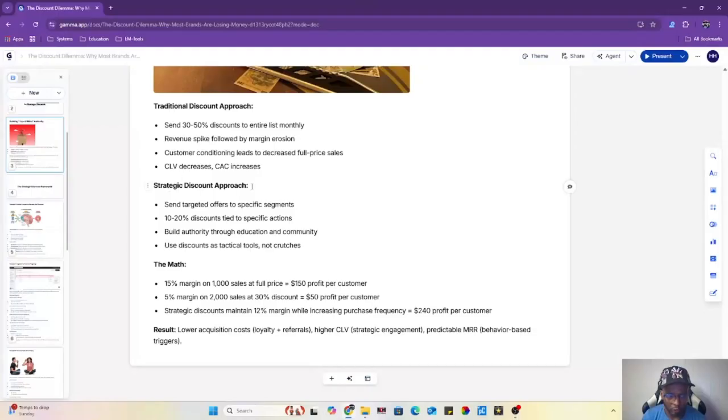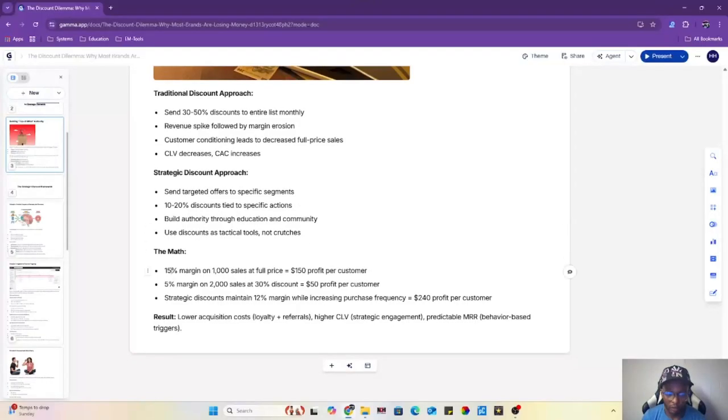The strategic discount approach: send targeted offers to specific segments. 10 to 20% discounts tied to specific actions. Build authority through education and community. Use discounts as tactical tools, not crutches. 15% on $1,000 sales at full price is $150 profit per customer. 5% on $2,000 sales at 30% discount is $50 profit per customer. Strategic discounts, maintaining 12% margin while increasing purchase frequency, is $250 profit per customer. The results here: lower acquisition cost through loyalty and referrals, higher customer lifetime value through strategic engagement, and predictable monthly recurring revenue, MRR, through behavior-based triggers.